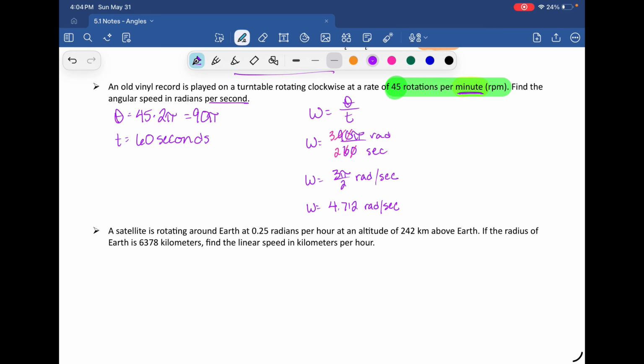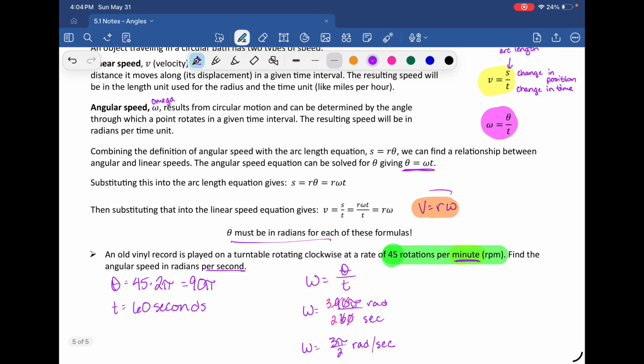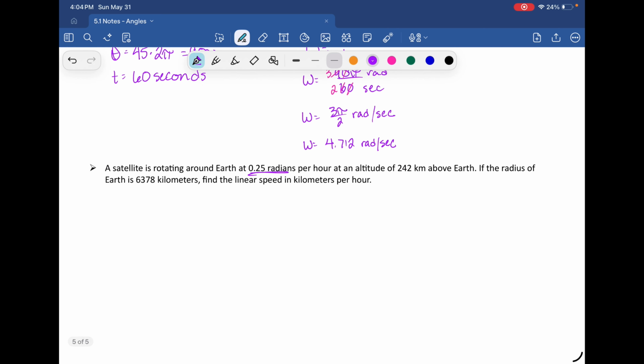A satellite was rotating around Earth at 0.25 radians per hour at an altitude of 242 kilometers above Earth. If the radius of the Earth is 6,378 kilometers, find the linear speed. So I have this angle measure here. How can I relate linear speed to this angle? Well, velocity equals radius times omega, which means I need a radius. I also need an omega.